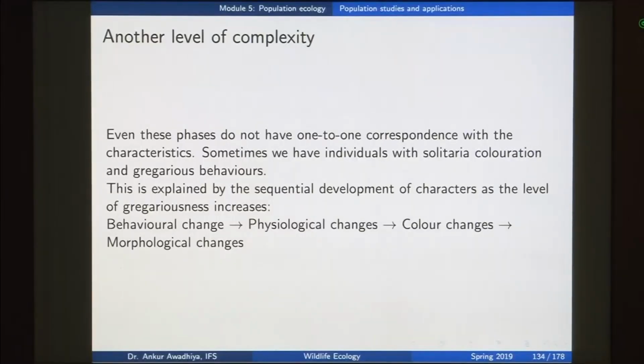Another level of complexity is that even in the case of these phases, there is not a one-to-one correspondence between the characteristics. Even though, on a very blunt scale, earlier we said that these are two different species, and then we said that these are the same species but there are these two phases with very different characteristics, there is still a further level of complexity. The solitary phase will not always show the solitary characteristics, it may at times show some gregarious characteristics. Similarly, a gregarious phase will not always show all the gregarious characteristics, it might at times show some solitary characteristics.